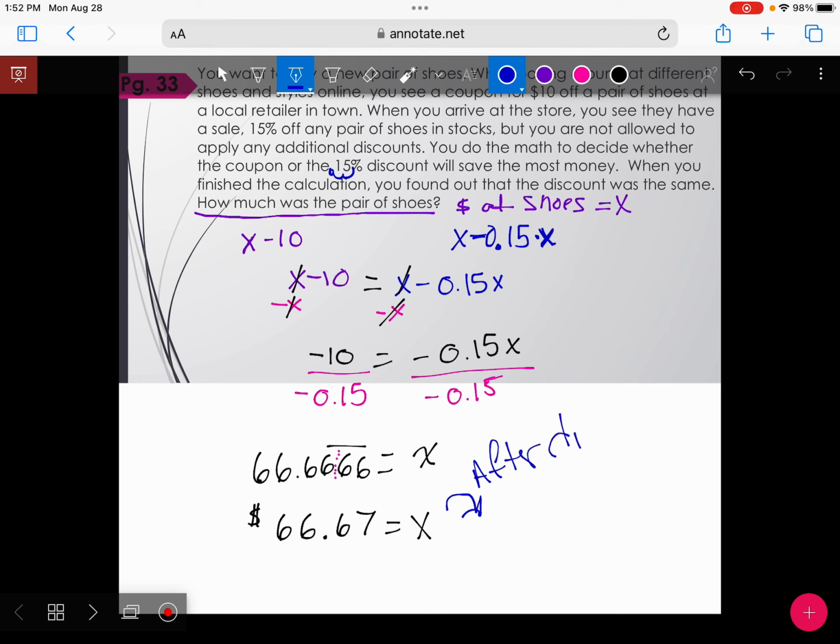Yeah, after discount, we're going to be paying $57, or $56. That's $10 off. After discount, it's $56.67.